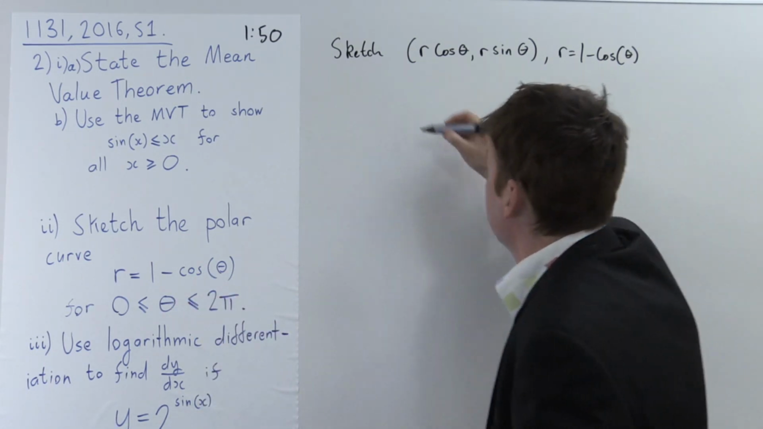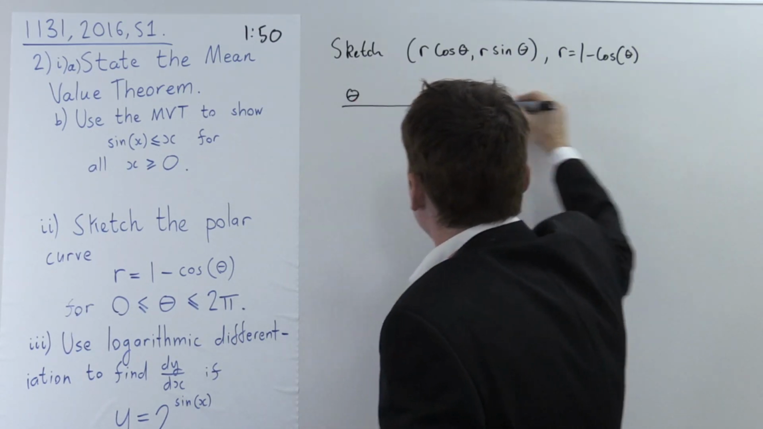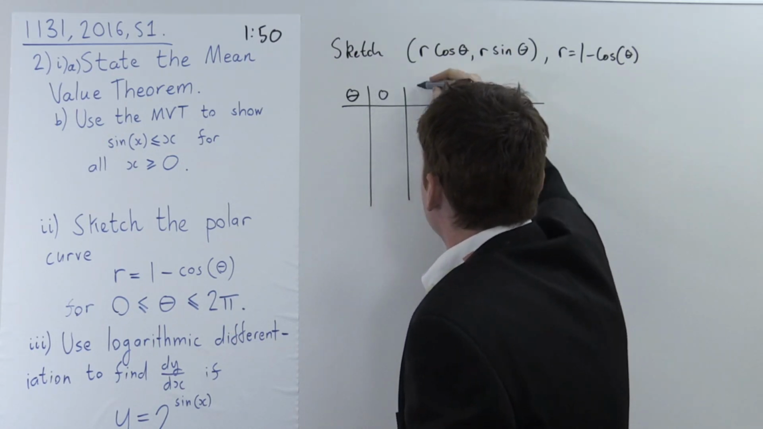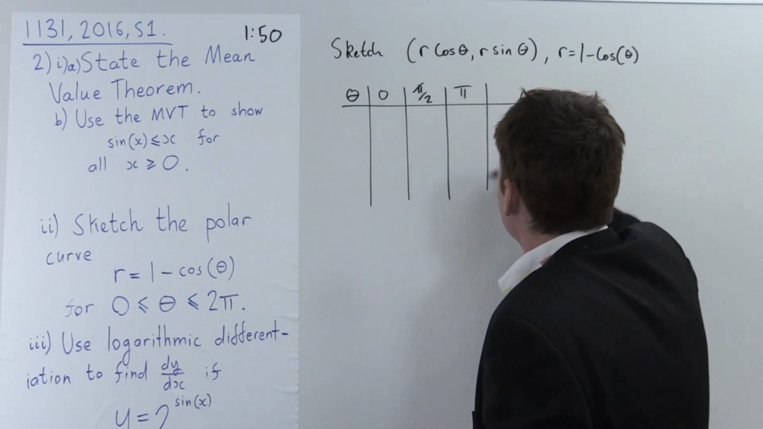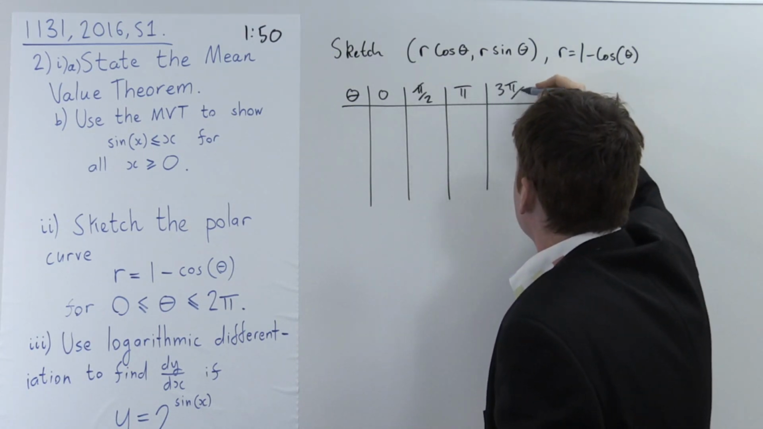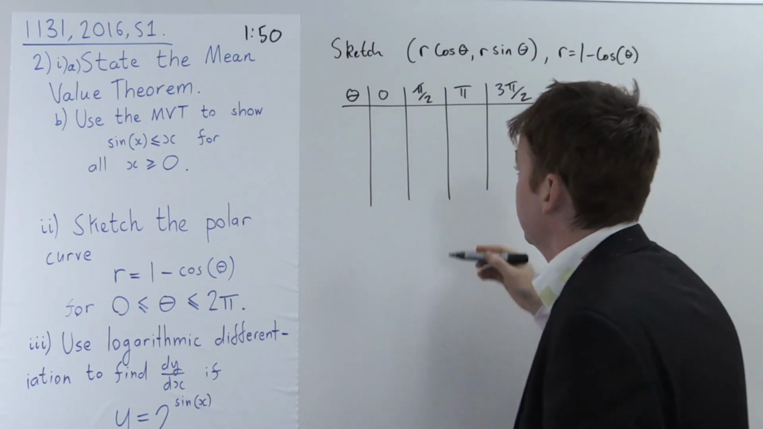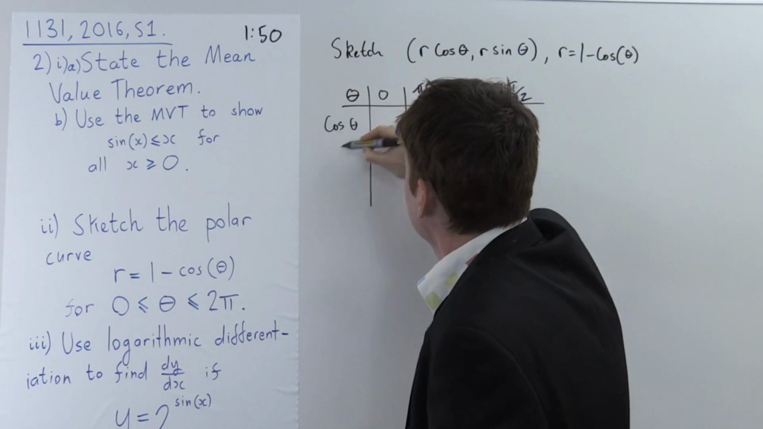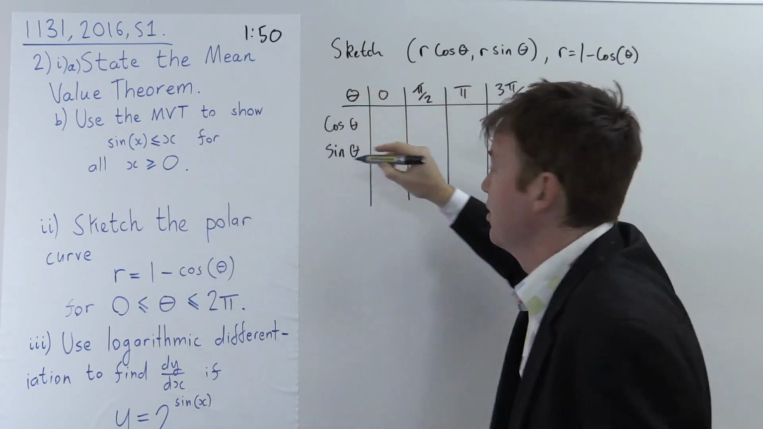So I'll put in some values of theta on a little table, and I'll just choose really easy values: 0, pi on 2, pi, 3 pi on 2. Just really easy ones. I just want to plot a few points to know I'm in the right ballpark here. Cos theta, sine theta. You don't have to write these in, but I find it might be helpful.